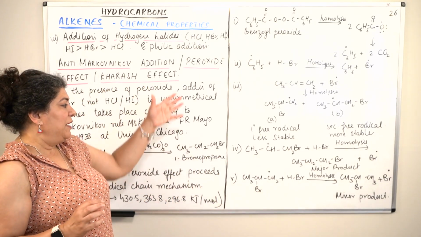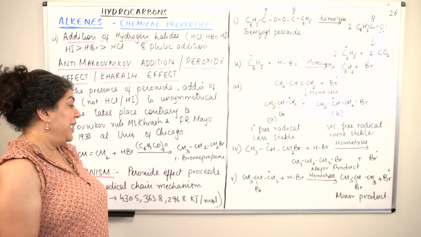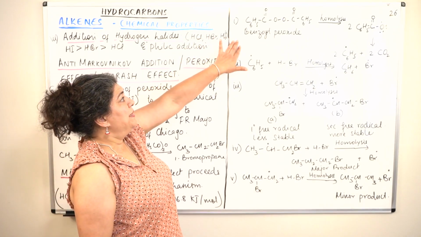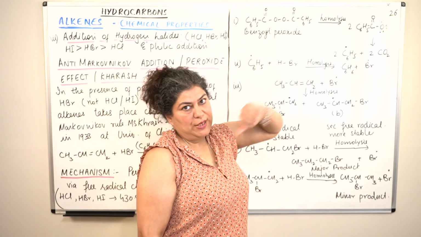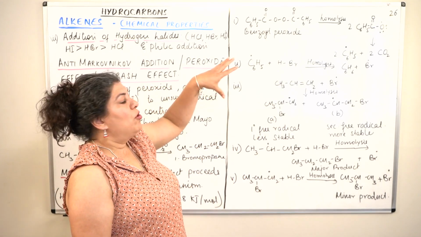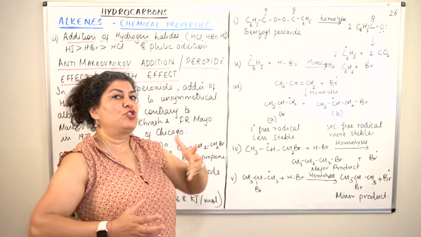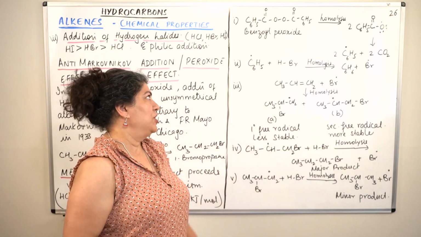So what are the steps? There are 5 steps in this reaction. The first step is that you have benzoyl peroxide, and benzoyl peroxide is the peroxide which is causing the peroxide effect or the Kharasch effect.